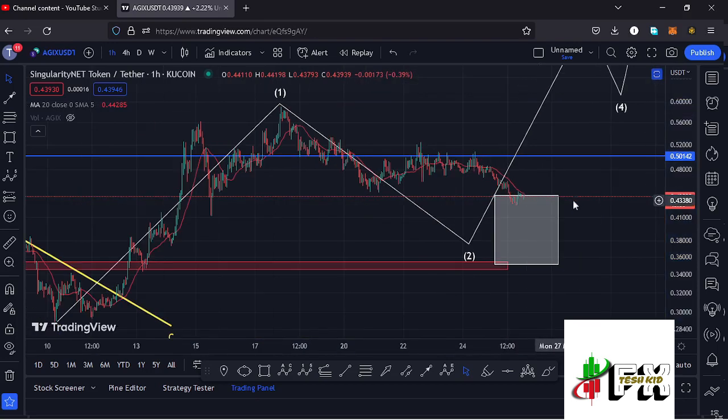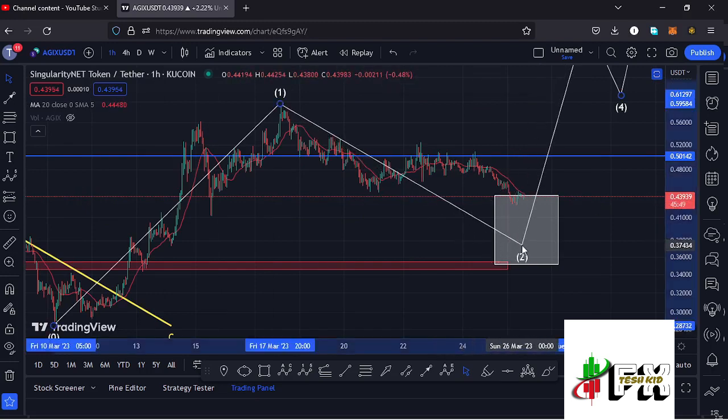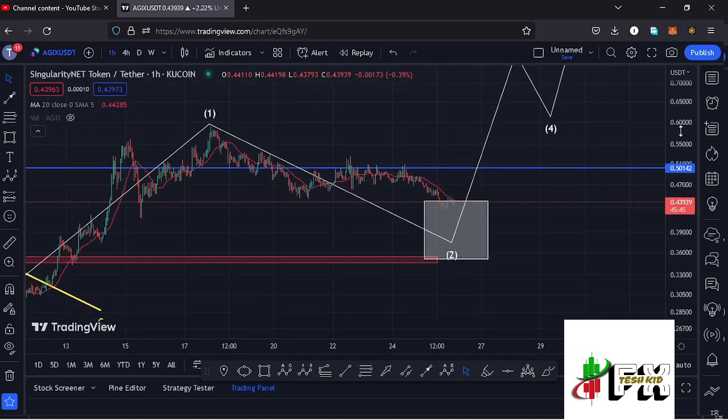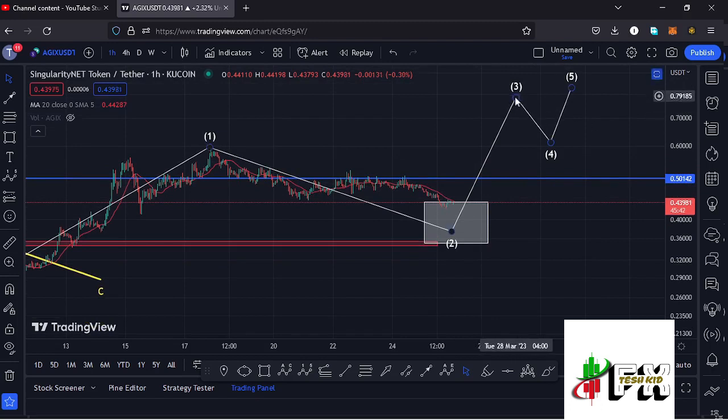So there are high chances that AGIX is going to give us one more leg down in the formation of this wave 2 within this white target area, and once that happens, then that might be the low for that second wave, and we can now sketch out target areas to the upper side in the formation of this wave 3.